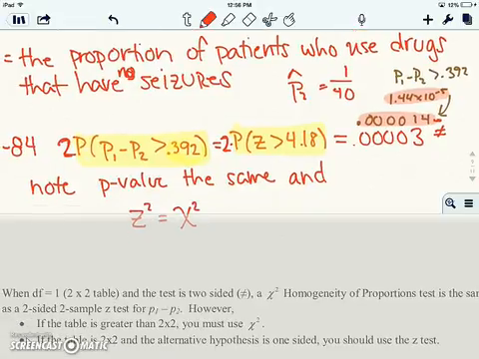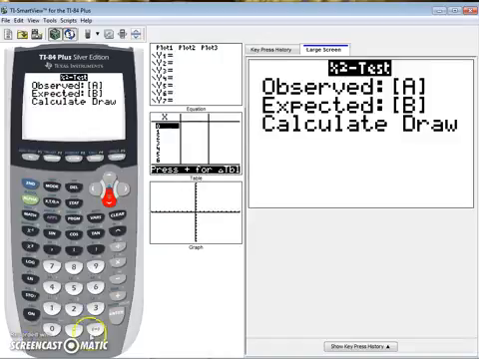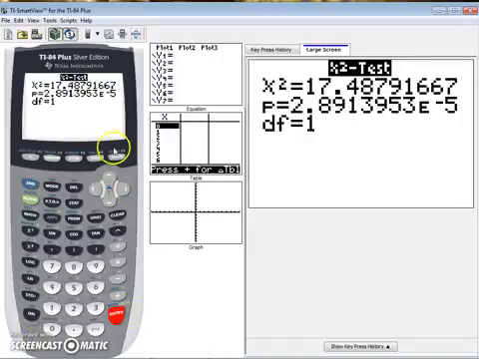Note that the p-value here was the same as the p-value for my chi-square. I'm going to go back and write what it was out of the calculator so you can see that. I forgot about that. I'm going to run this chi-squared test again, and you can see it's 2.89 times 10 to the negative 5, which would be the same as 0.00003, the same as the one that we got using the other test.